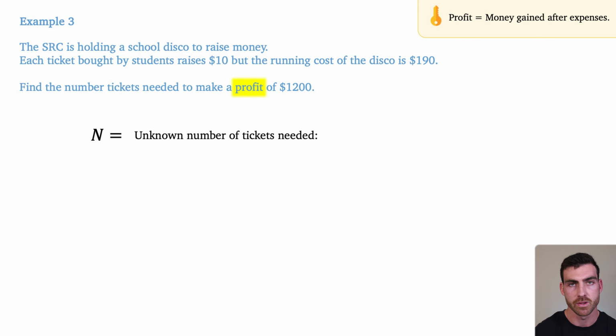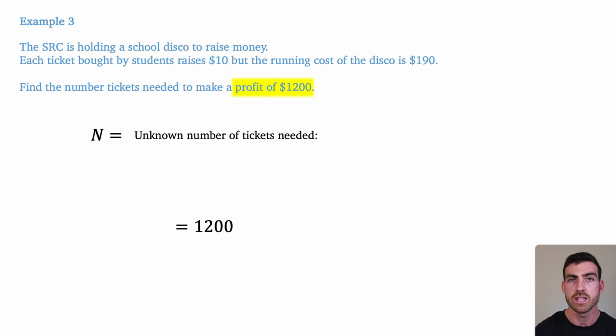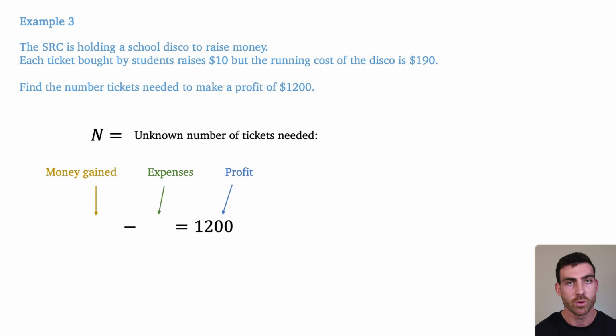Firstly, the term profit is when you gain money after the event. Therefore, since the goal is to reach a profit of $1,200, we can start this with equals $1,200. To make a profit, we compare how much money they made minus their expenses. Firstly, let's look at how much money they gained. Well, this comes from tickets sold.